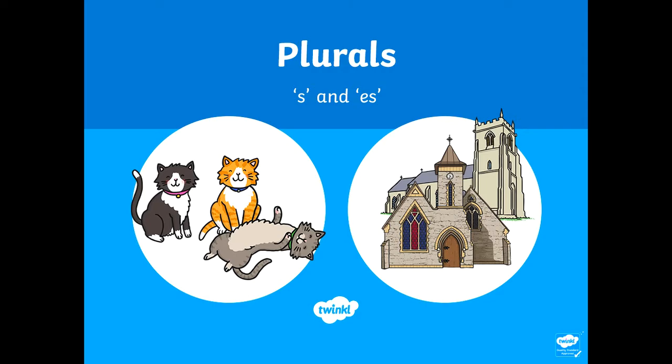Today, we're going to start looking at something called plurals in our learning, thinking about adding suffixes s and es to turn words from being in their singular form, where there's just one thing, to their plural form, where there's more than one of them. So let's have a look.